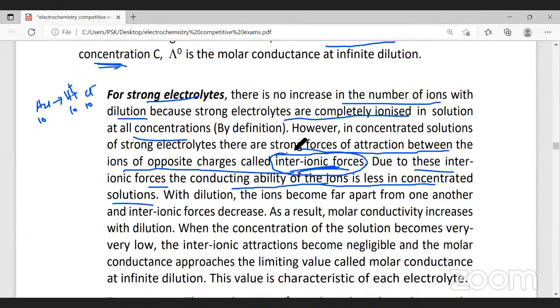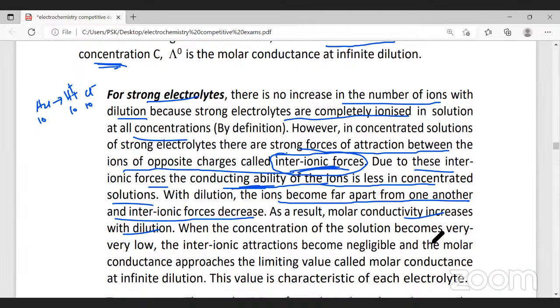Therefore, interionic force increases. Therefore, the conducting ability of these ions decreases. With dilution, ions become far apart from one another. So interionic force decreases. So even for a strong electrolyte on dilution, conductance will increase because interionic force will decrease. As a result, molar conductance increases with dilution.